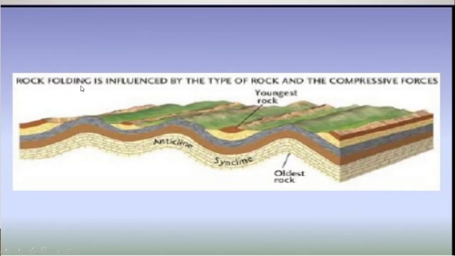So rock folding is influenced by the type of rock and the compressive forces exerted on the rock. So it can be an anticline or a syncline. You can see the oldest rock here, and on the upper portion is the youngest rock. So it depends upon the type of rock and the compressive forces whether rocks will be folded or fractured.